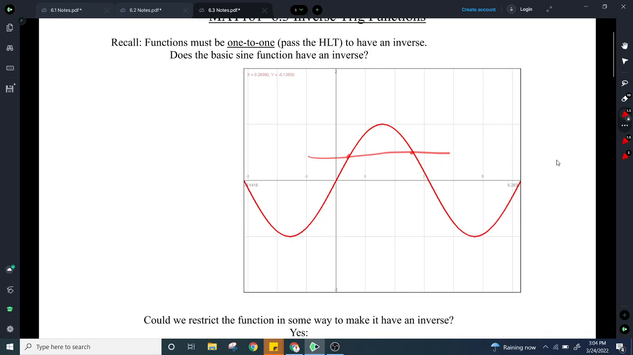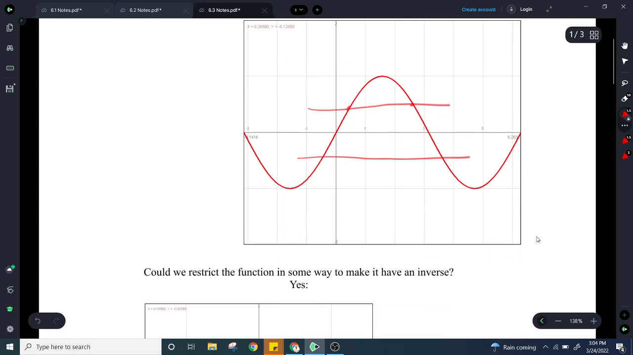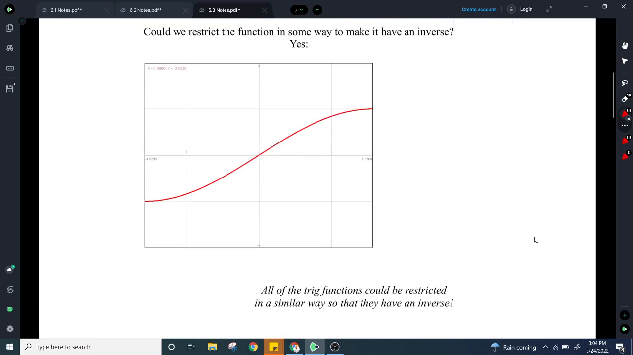So this is just the basic sine function. You can see as is, because of the repetitive nature of the function and the peaks and the valleys in the graph, this would fail the horizontal line test the way the graph is. So for that reason, what mathematicians came up with is they said, okay, instead of looking at the entire sine function all the way out on the domain of all real numbers, we're going to restrict it and only look at one piece of the function so that it passes the horizontal line test. And here's what they did.